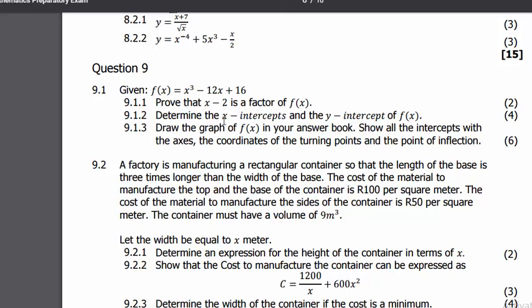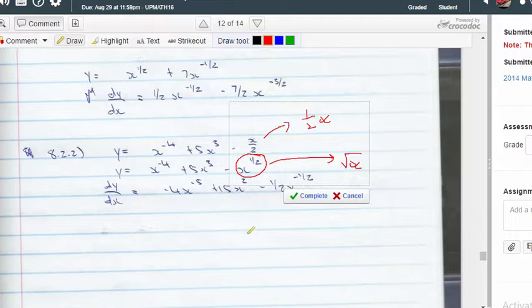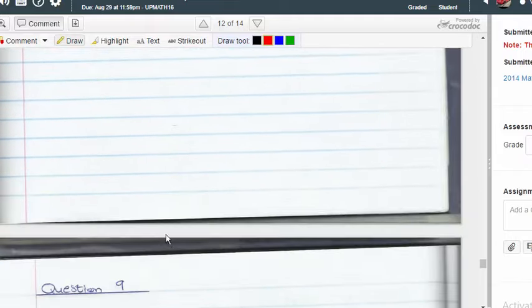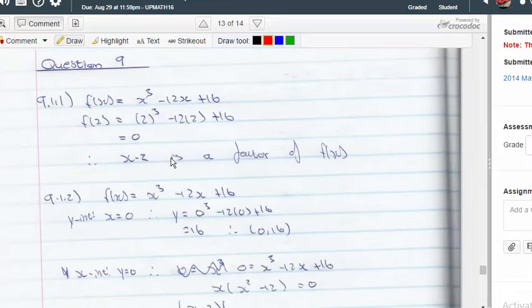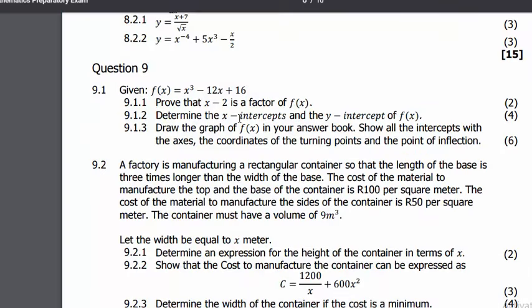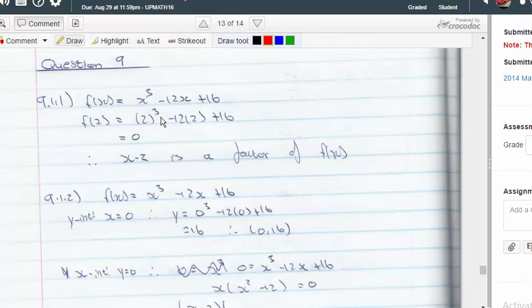So if an expression is a factor, I make that expression equal to 0, solve for x, and if I substitute that answer into here and I get 0, then it's a factor. And I think that's exactly what the student did. There it is. If we make x minus 2 equal to 0, then x is equal to 2. And so substituting 2 in here, I get 0. So therefore, we've proved that x minus 2 is a factor. Very good, good work done.